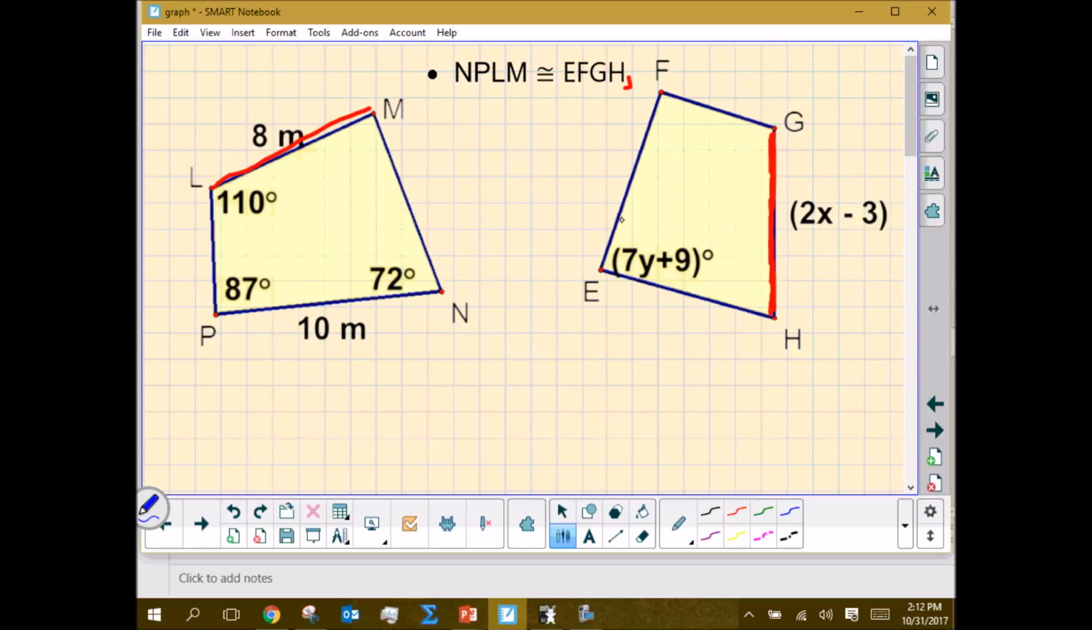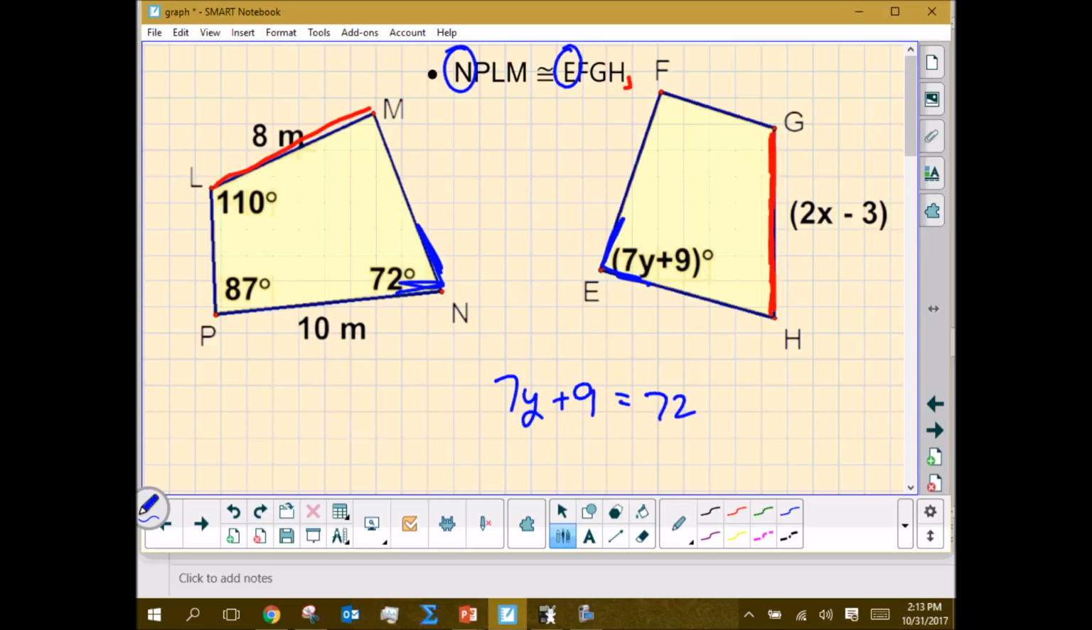It's N. 72. Okay, so it's an angle, right? That's what you're telling me. 7y plus 9 is representing angle E. So I've got to figure out what angle E would be the same as. You told me E is the first letter there, N is the first letter there. So now I come over and find N. So you do 72 minus 9 divided by 7.